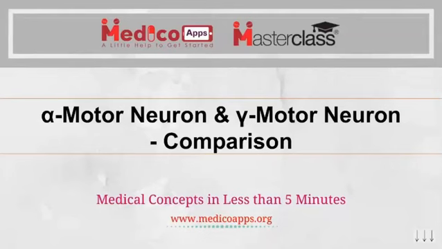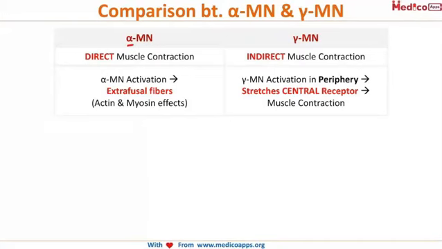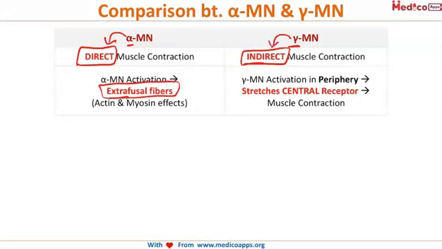Now let's proceed to alpha motor neuron and gamma motor neuron and compare each of them. The alpha motor neuron always causes a direct muscle contraction, whereas gamma causes an indirect muscle contraction. Alpha direct, gamma indirect. The alpha motor neuron innervates the extrafusal fibers, that is, it activates the extrafusal fibers, resulting in the actin and myosin effects that we have just seen. Now what do the gamma motor neurons do? They cause activation in the periphery of the fiber and stretch the central part of the receptor. The gamma motor neuron activates the periphery and stretches the center. This ultimately results in muscle contraction.